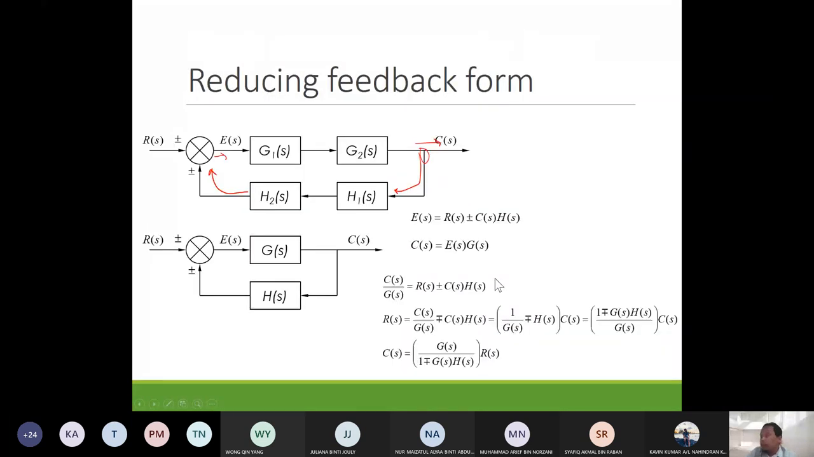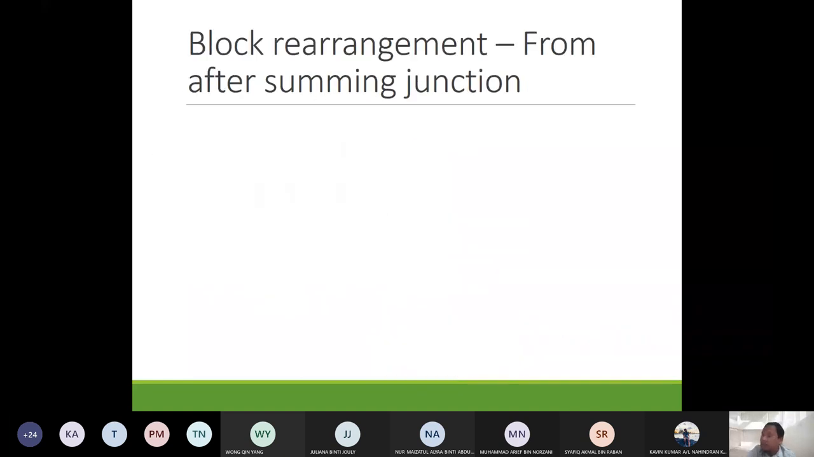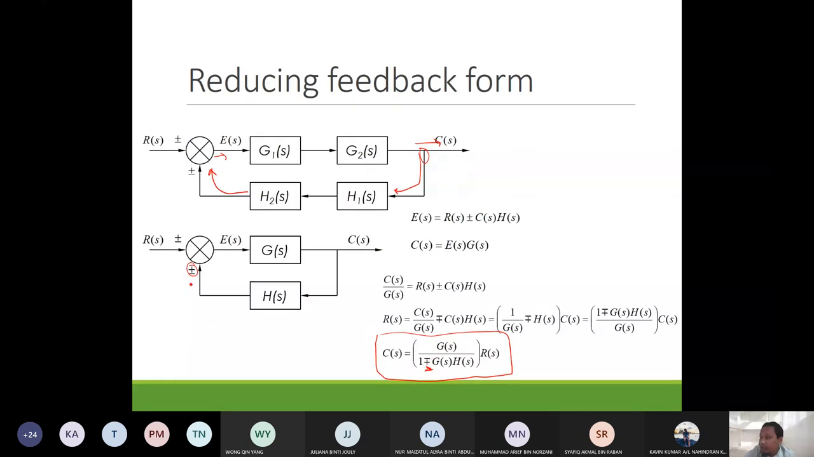Okay, so to get the feedback arrangement, this is the formula. The transfer function is given as G divided by 1 minus or plus G times H. So if this is plus, then this is minus. If the symbol here is minus, then the symbol here becomes plus, okay? So it depends on this symbol here. The symbol here depends on the symbol on the summing junction for the feedback or the backward signals here. So plus, you get minus, and then minus, you get plus over here, okay?